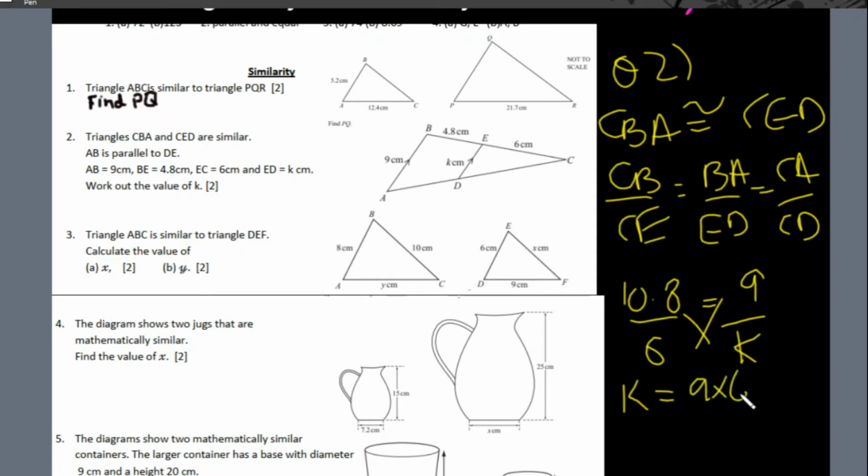9 times 6 over 10.8. So let's check. 9 times 6 divided by 10.8, which is 5.